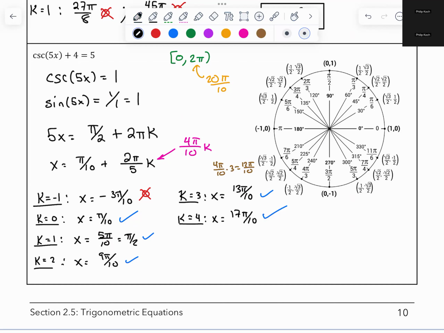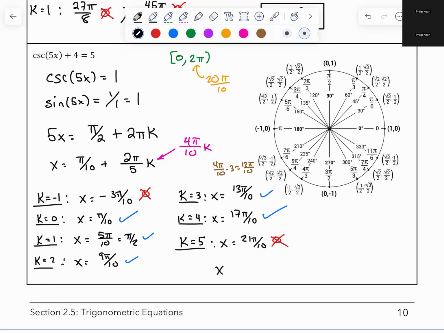And last but not least, k equals 5 gives x equals 21 pi over 10, and that's going to be bigger than 2 pi. As a fun observation, you can tell that you're done because the denominator is 2 pi over 5. So once I multiply by 5, I'm adding a 2 pi, which will immediately make me larger than 2 pi. So that's where I can stop. If you notice that and you want to skip right past checking k equals 5, be my guest.